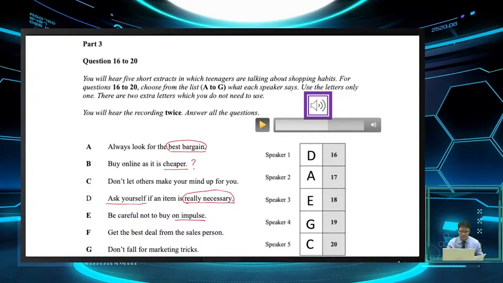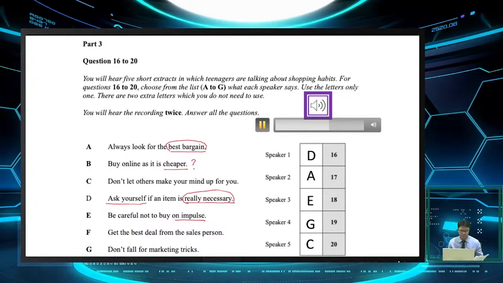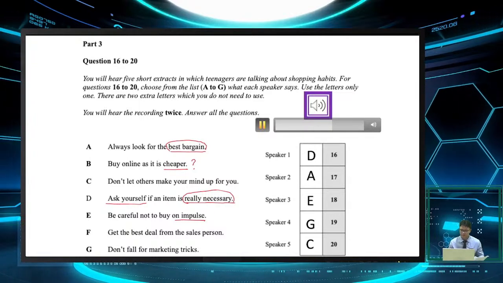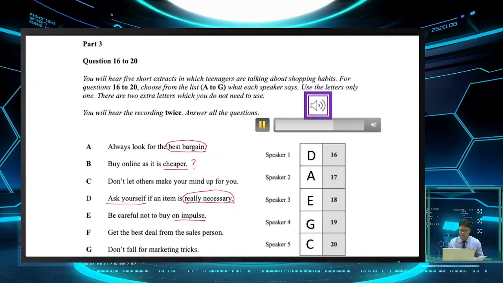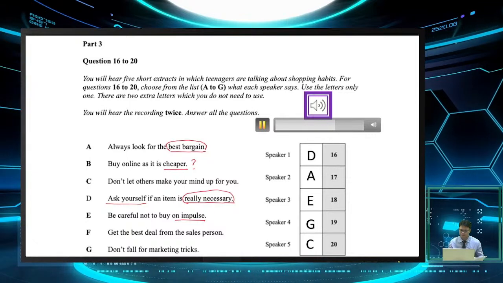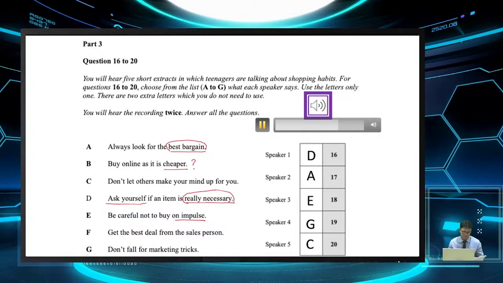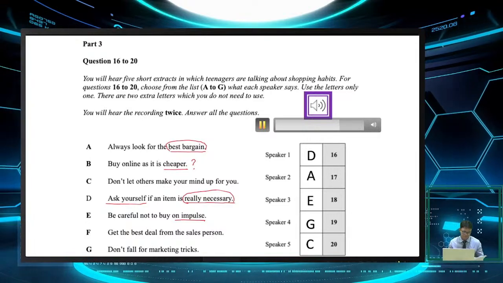Speaker 3. At the supermarket, I only buy what I've planned to get. This means that I won't be tempted to add some ice cream even if it looks really good. It doesn't matter how good it looks. If you haven't planned to buy it, don't put it in your basket.